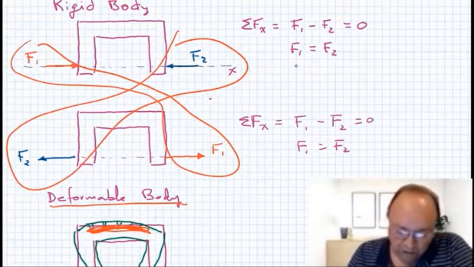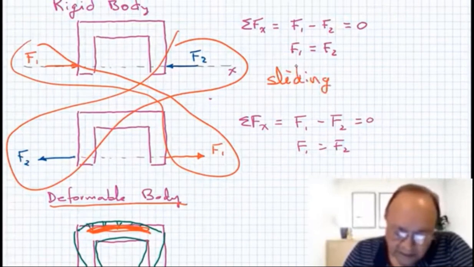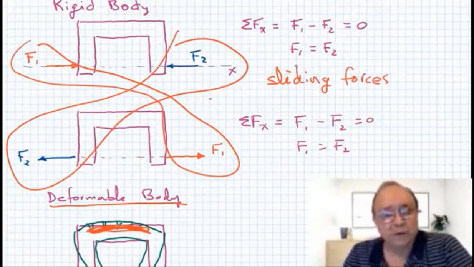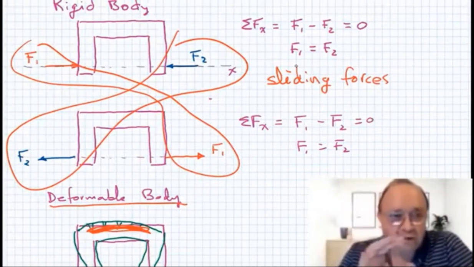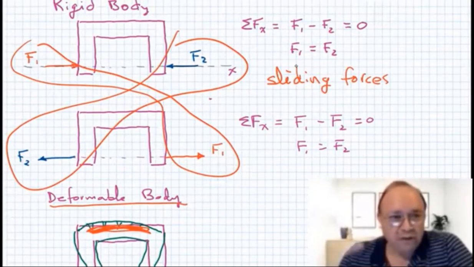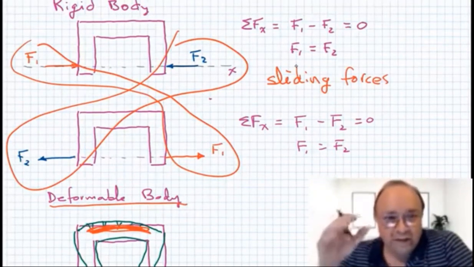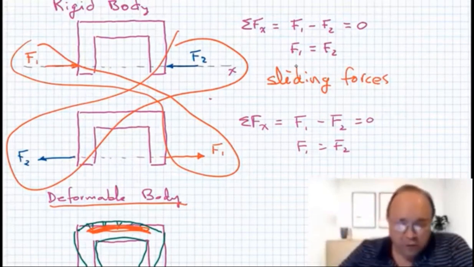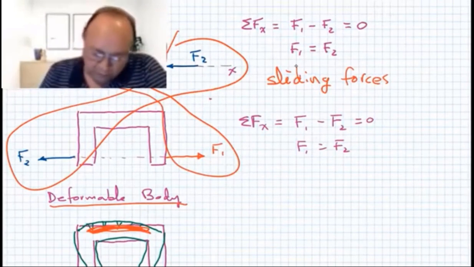It's what I should call sliding forces. Our forces can slide. We have sliding forces. While we work in this class with rigid bodies, we are only interested in the equilibrium and not the deformability of the bodies. We can have the forces move along the line of action.